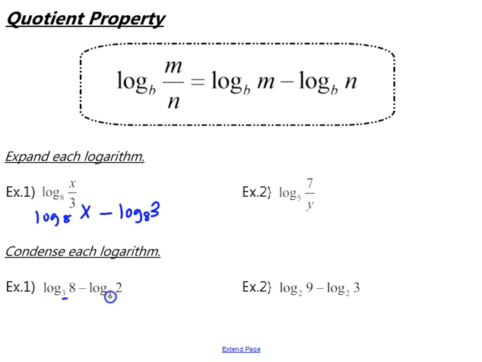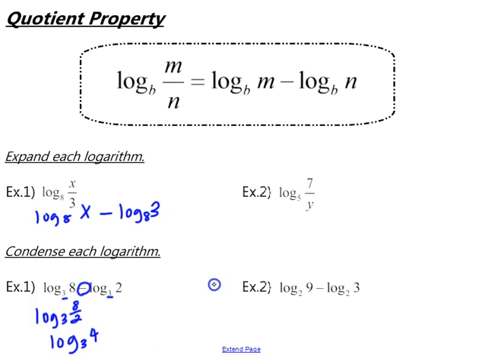Since our bases are the same and we see the subtraction, that means we're going to divide, and remember it's the first one divided by the second. So we have log base 3 of 8 over 2. Now we can simplify 8 over 2. 8 divided by 2 is 4, so this is actually log base 3 of 4.